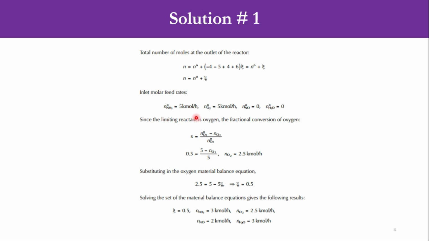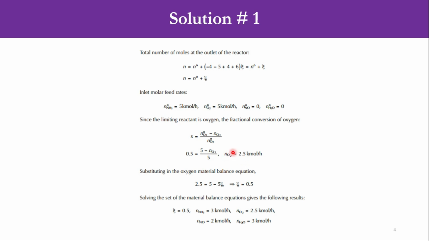Now we are assuming the limiting reactant as oxygen. Accordingly, the fractional conversion can be calculated as X is equal to N of O2 at the inlet of the reactor minus N of O2 at the outlet of the reactor, divided by N of O2 at the inlet of the reactor. Accordingly, X is given as 0.5 because we have been given that the fractional conversion of the limiting reactant is 0.5. The inlet flow rate is 5, again it is 5, so we will calculate N of O2, which is 2.5. So the molar flow rate of oxygen at the outlet of the reactor is 2.5 kmol per hour.